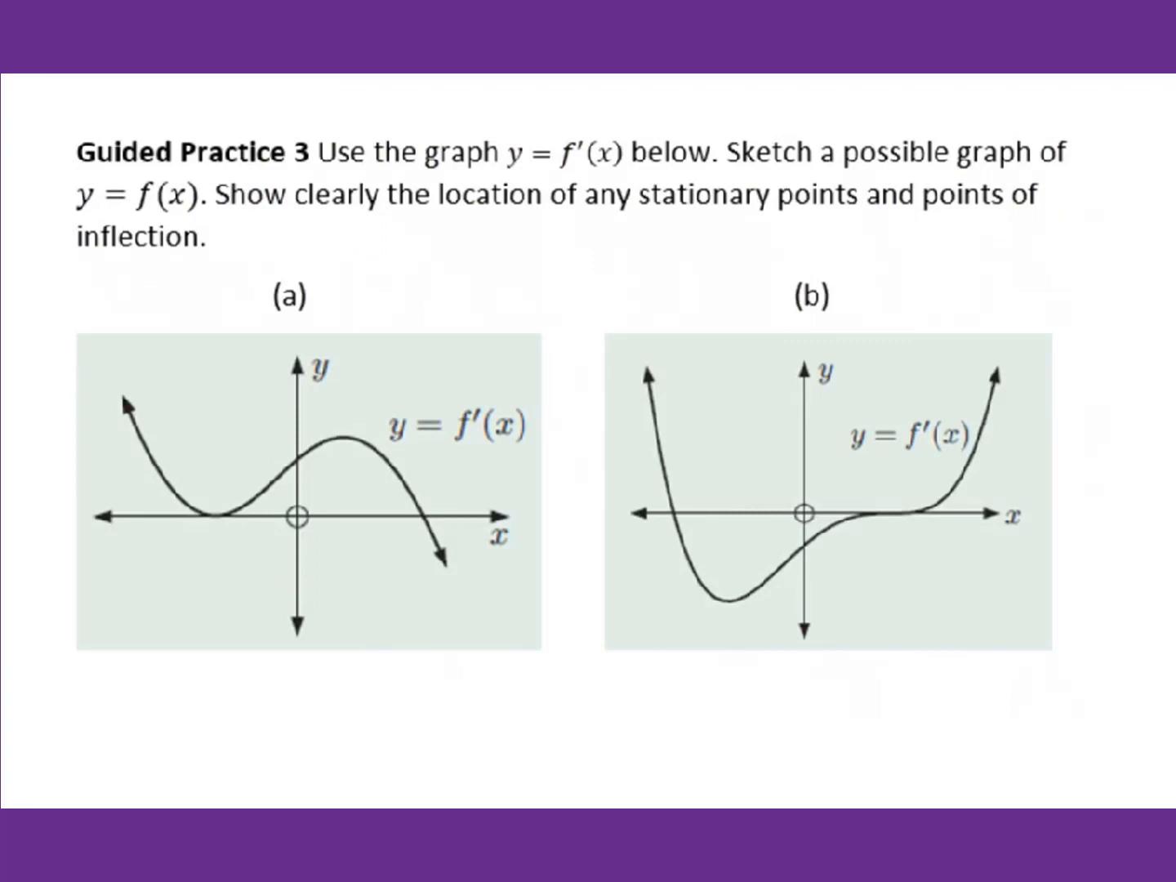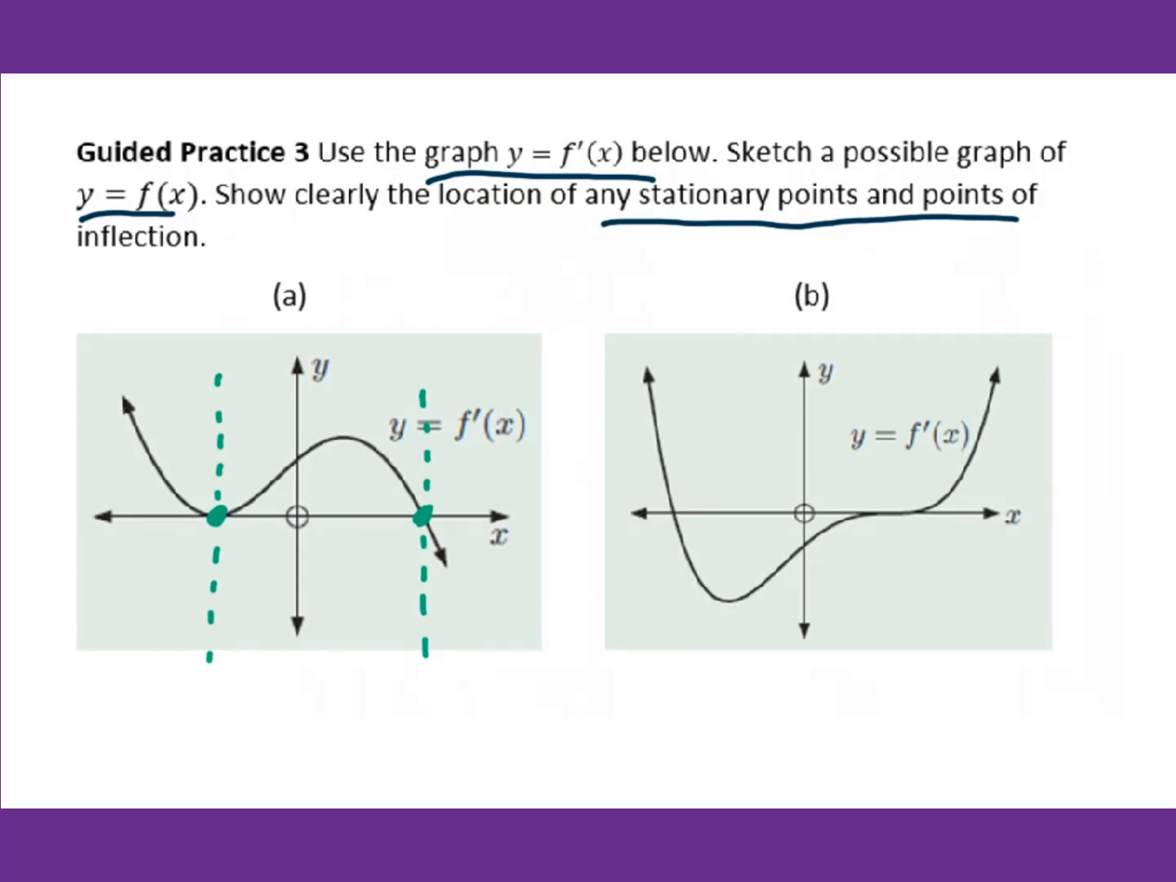Let's go to Guided Practice 3. Use the graph of the first derivative below. Sketch a possible graph of y equals f of x. Show clearly the location of any stationary points and points of inflection. Remember, this is the first derivative graph. Therefore, the x-intercept will be the minimum points or maximum points or stationary inflection.